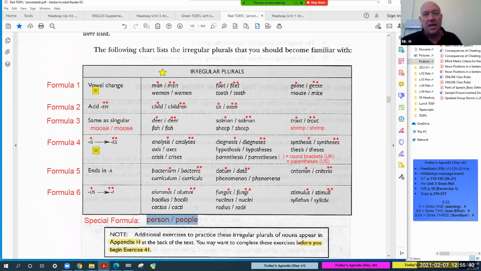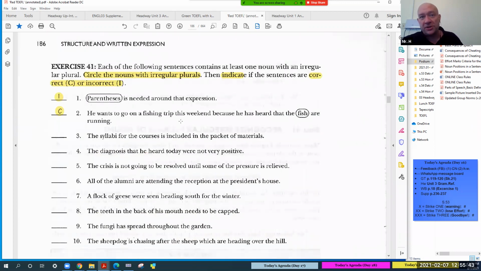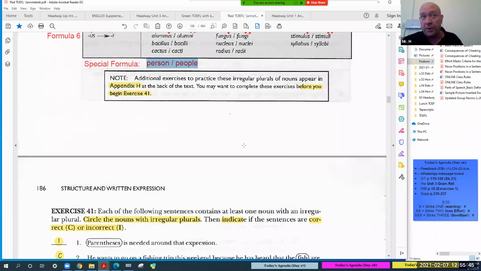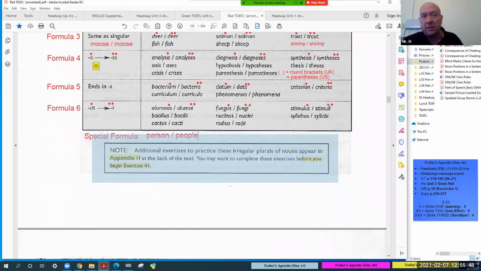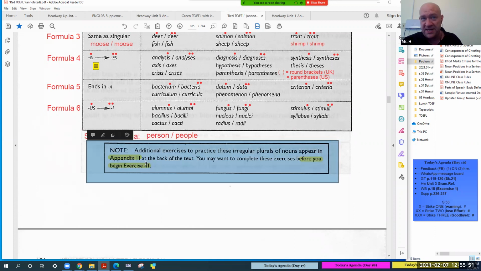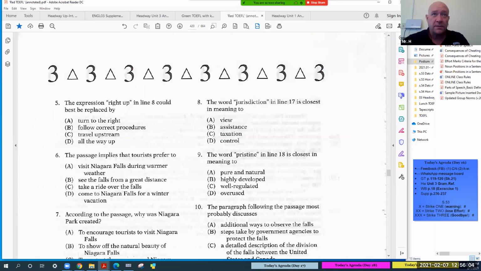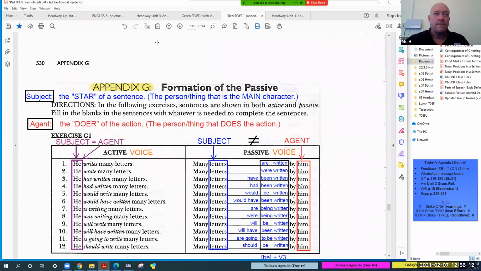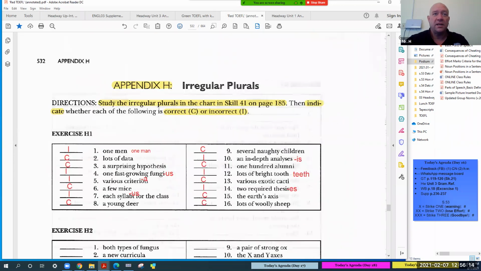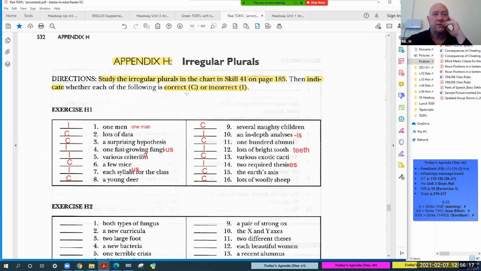Okay. Now, I will do this exercise tomorrow. But right now, let's do just a little bit from Appendix H. What page would that be? 420 maybe? No, it's 500-something. 530 maybe? There we go. Appendix H.